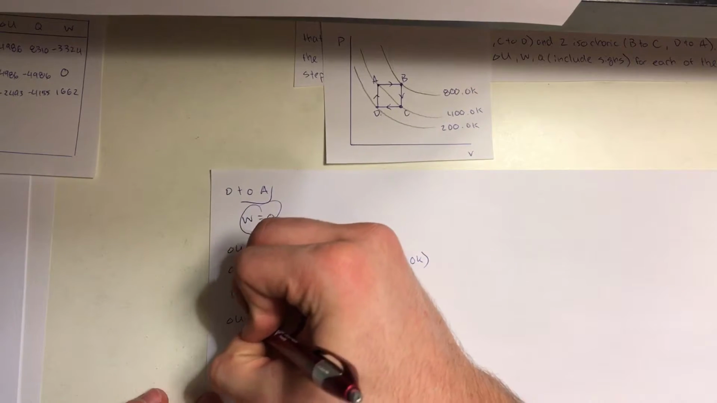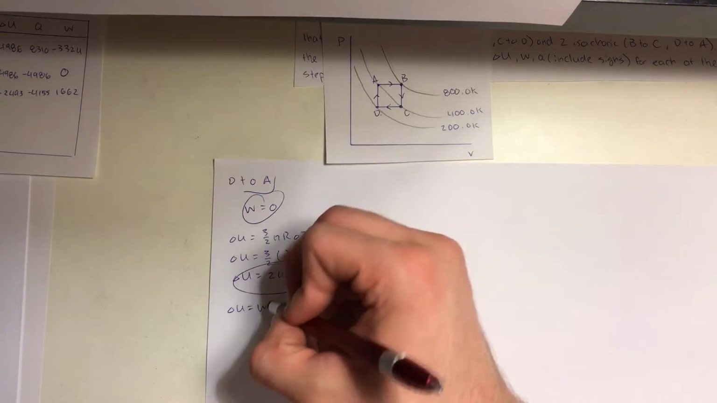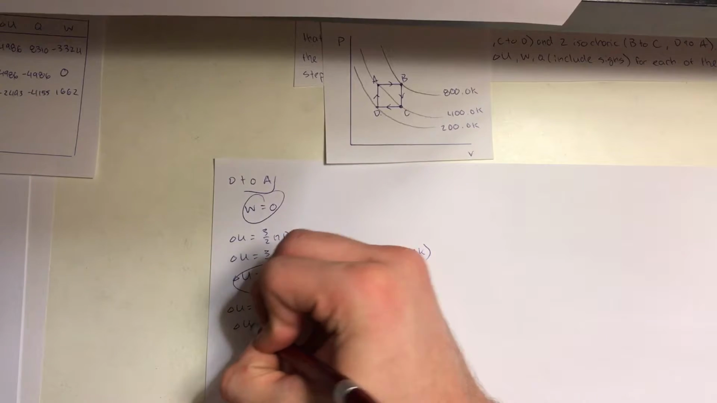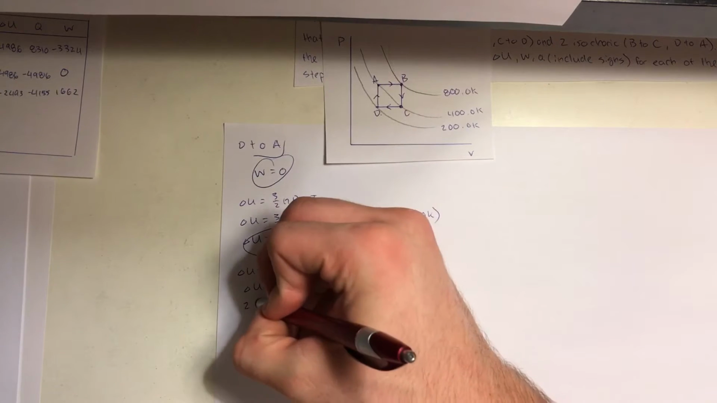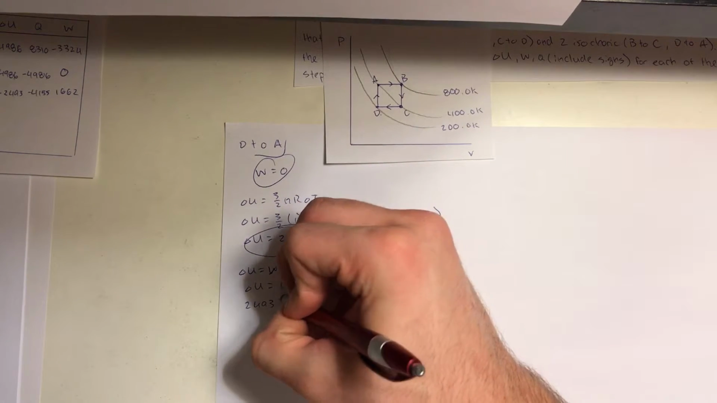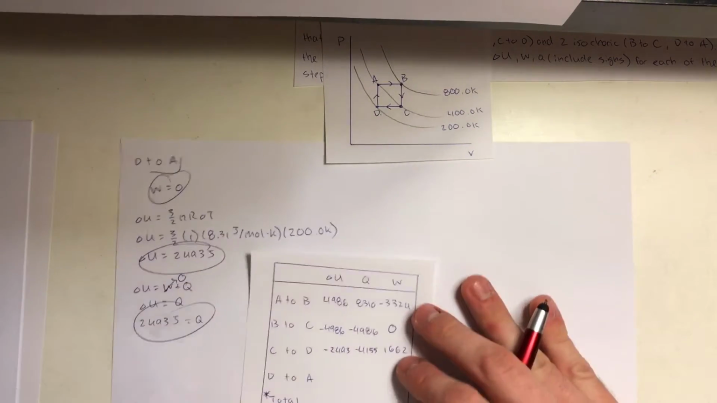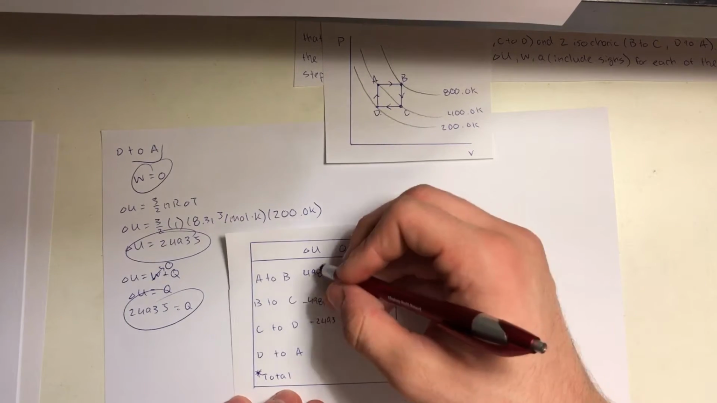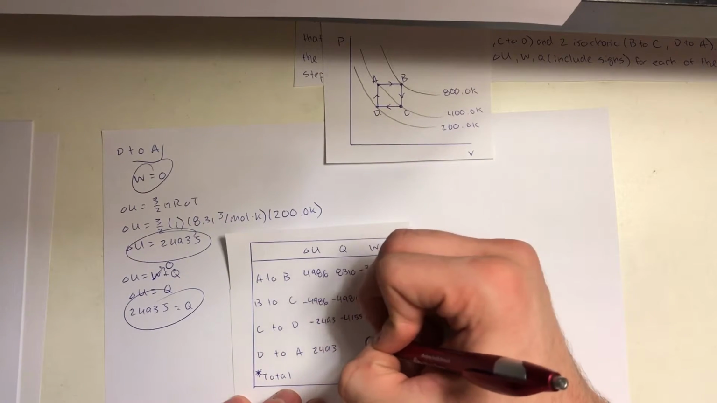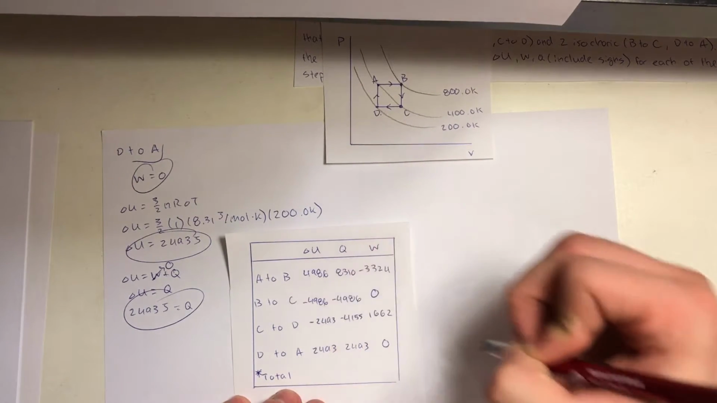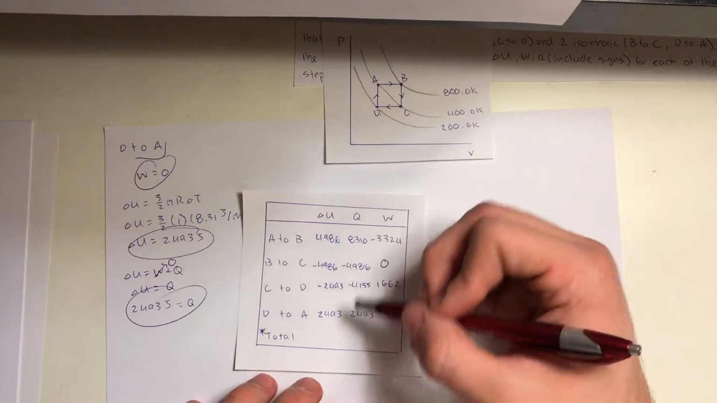And then we use the first law of thermodynamics to get Q as work equals 0. Delta U equals Q. Delta U, 2493 joules equals Q. Put those values into our table. 2493, 0, and 2493. All right. Now, very last, we just have to add all those up.